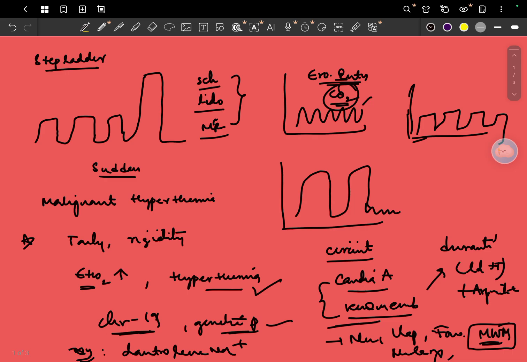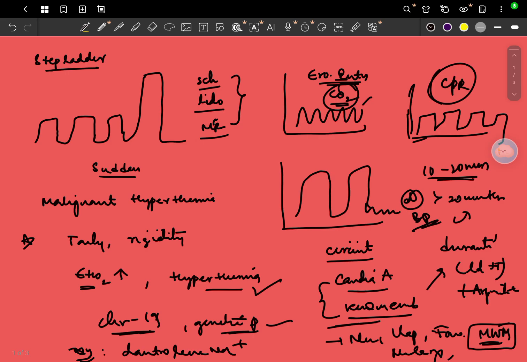And one more last graph is this, where you'll be seeing small trenches, and this is of CPR. Basically we will have 10 to 20 mmHg of EtCO2, and a diastolic blood pressure greater than 20 mmHg will be seen if CPR is done in the right way. So this is part 11, and next we'll be seeing part 12 in more detail.